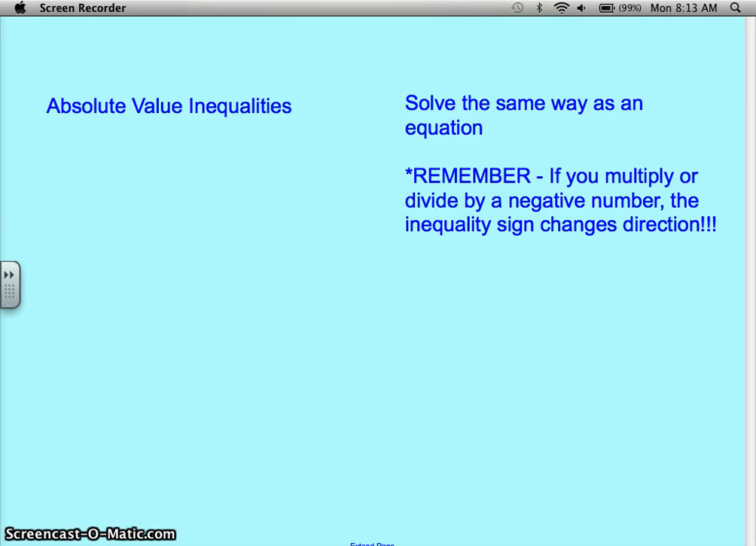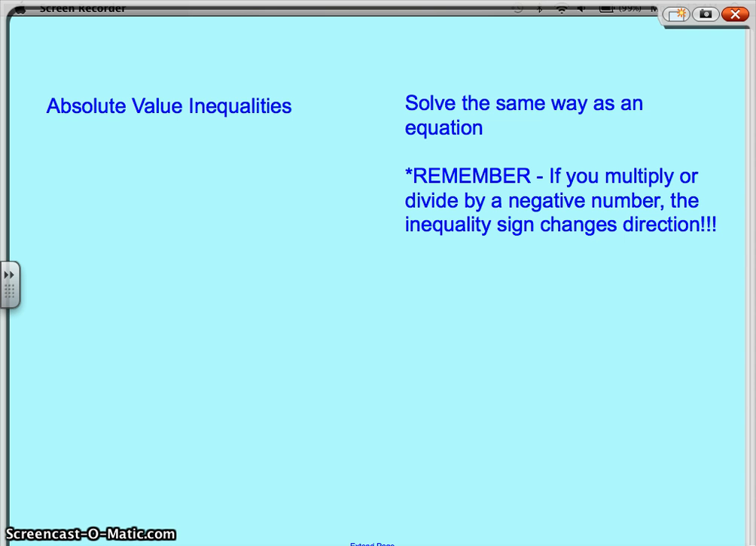All right, so now that we've gone over absolute value equations, we want to go over absolute value inequalities. This may be new for a couple of you, but the nice thing is that we're actually going to solve them just the same way that we would in equations. So we're looking at, once again, just the same exact way that we're doing an equation.